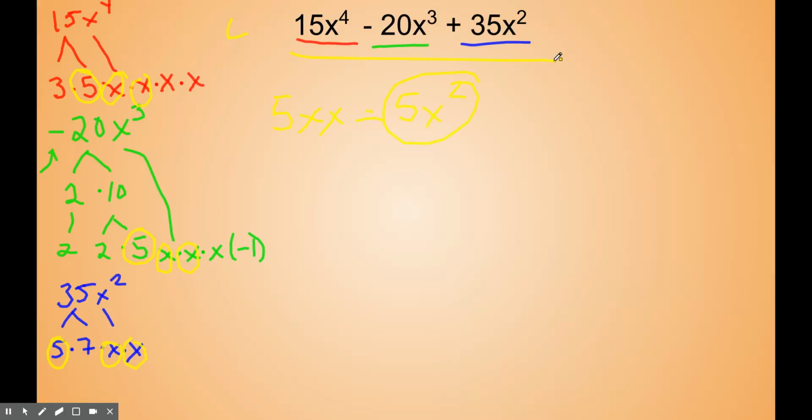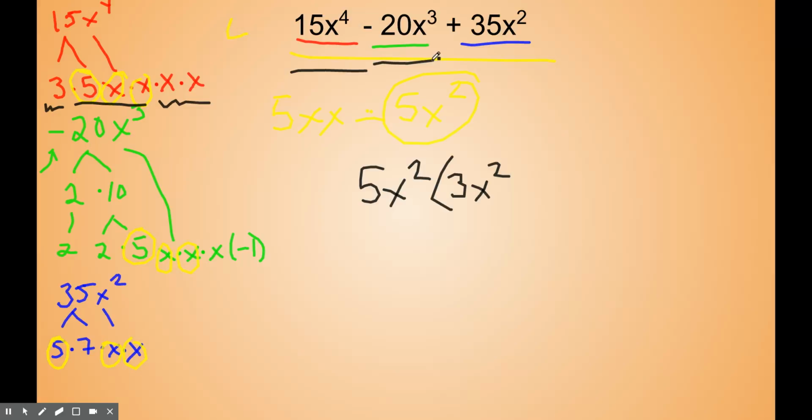When we do that, it's going to look something like this. 5x squared, and then we're going to have parentheses. Inside the parentheses, we're going to have our first term, 15x to the fourth. Well, we already took out the 5x squared. That's leaving us with a 3 and an x squared. So I'm going to write that inside, 3x squared.